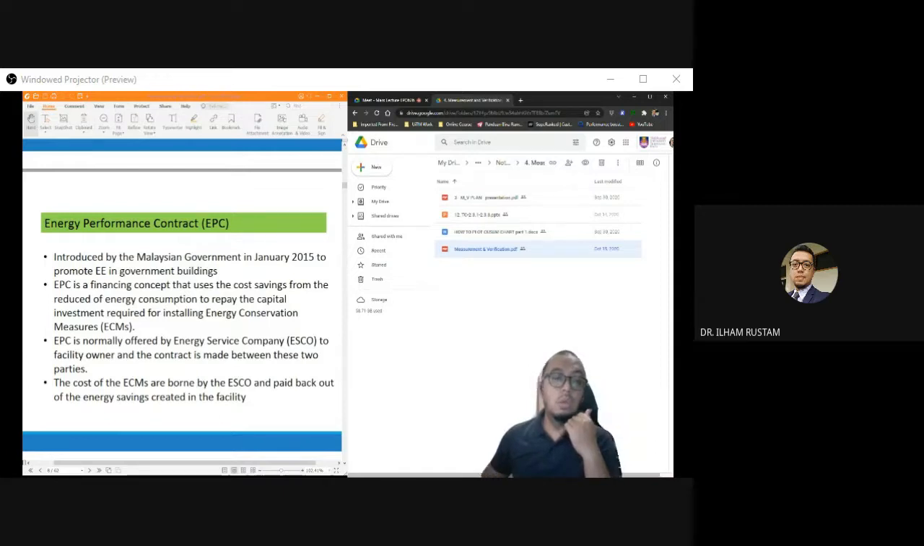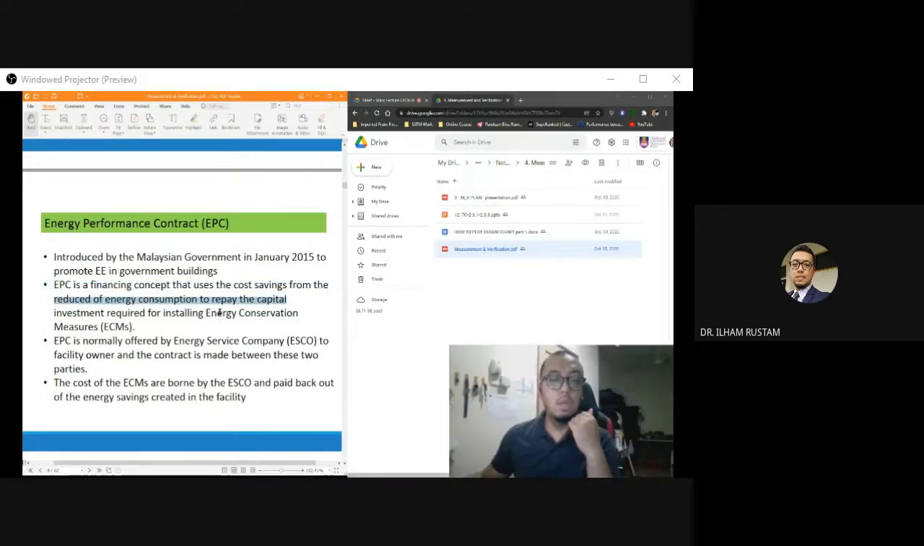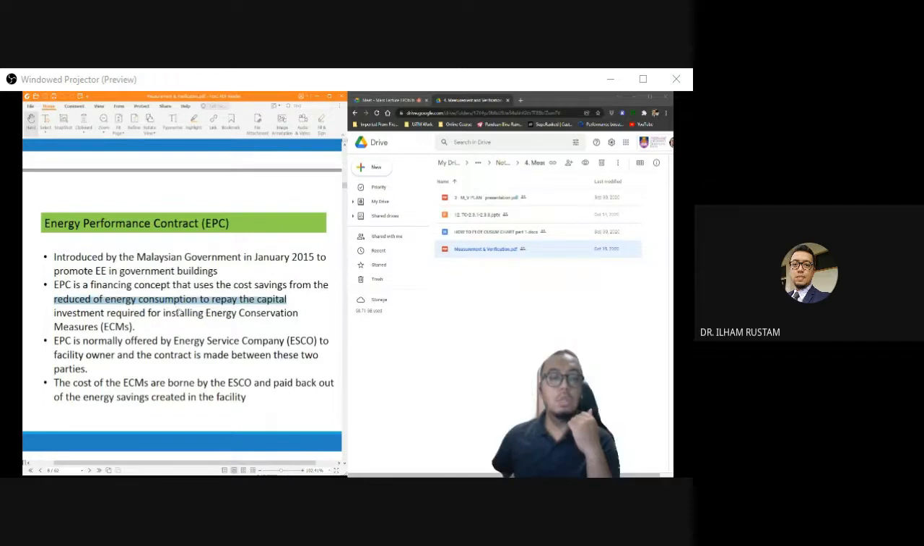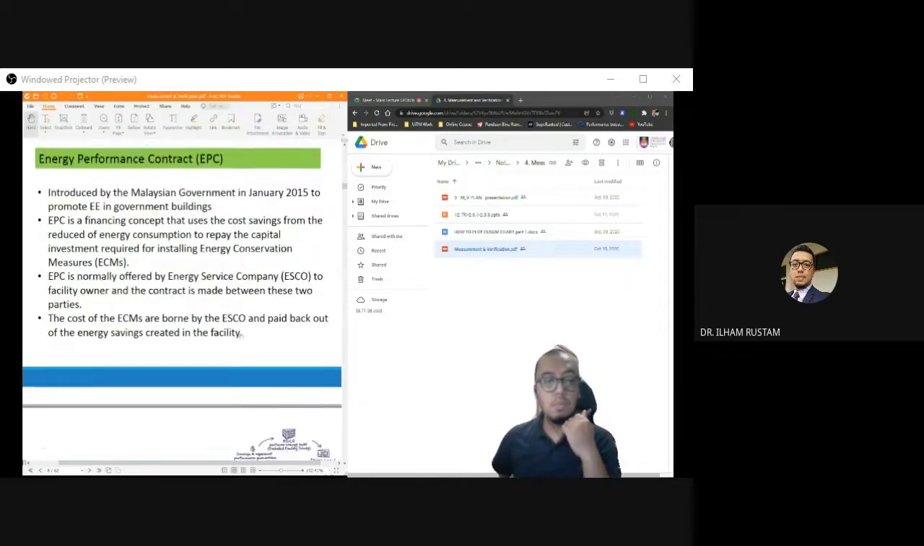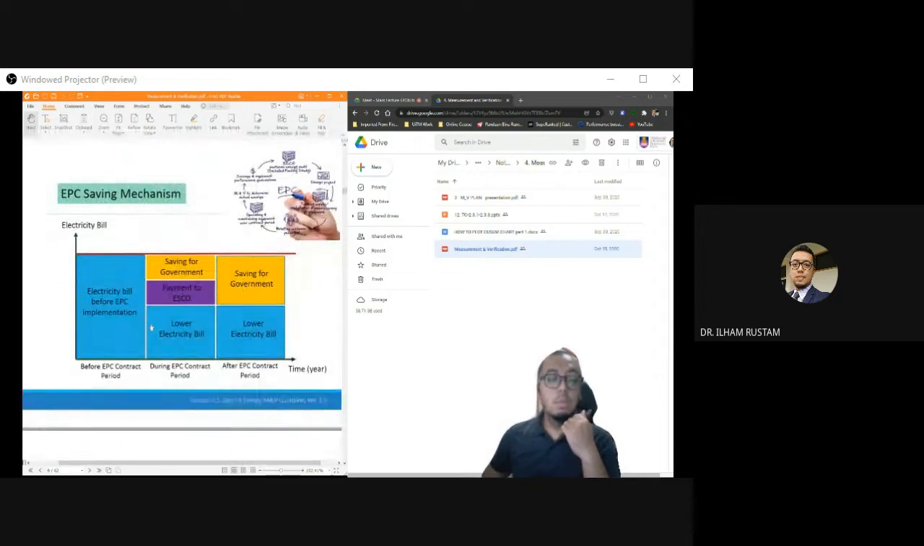So they're using the energy performance contract approach, where the financing concept is that it uses the cost savings of reduced energy consumption to repay the capital investment for the installation of energy conservation measures that has been forked out by the ESCO, Energy Service Company. Okay. So this is the mechanism of how it works.